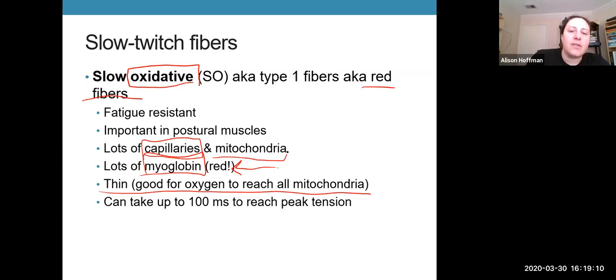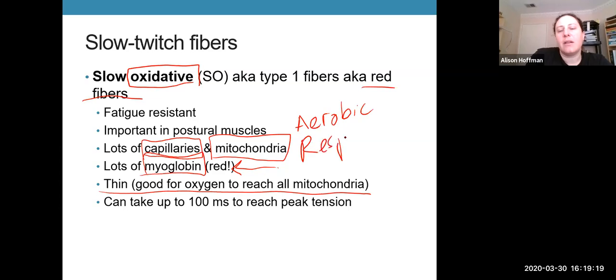They also have lots of mitochondria because, of course, the only way to have aerobic respiration is by having mitochondria. Now, because they're so efficient at generating ATP, they tend to be pretty fatigue resistant. And so we see them a lot in postural muscles. So muscles of your back, muscles in your legs that help you stand, muscles in your neck that help hold your head upright, anything involved in maintaining yourself in an upright position is going to have a lot of these slow oxidative fibers.